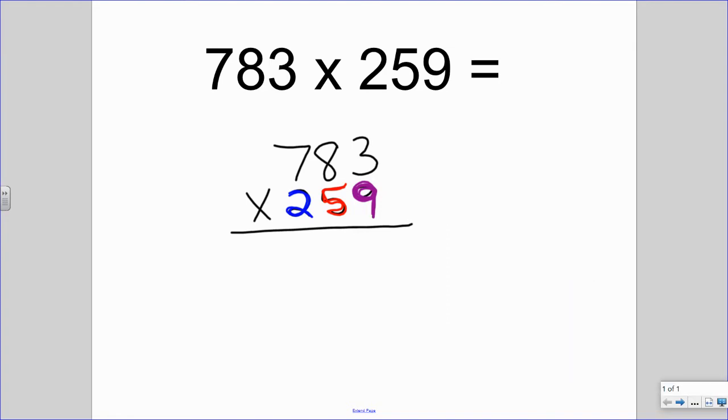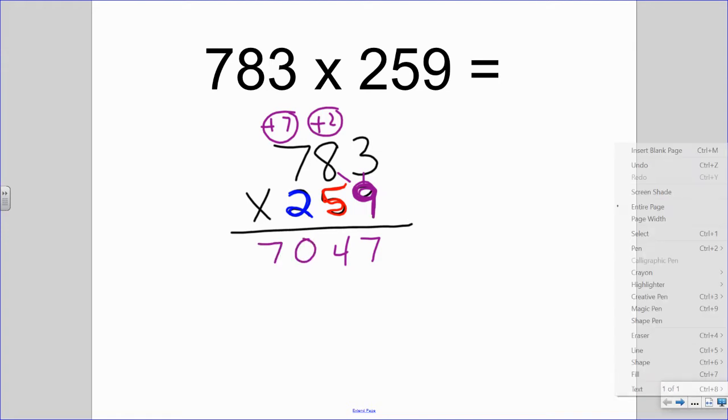So I'm going to go ahead, guys, and I'm going to just focus on 783 times 9. So 9 times 3 is 27, carry the 2. 9 times 8 is 72, plus 2 is 74. And then, of course, I have 9 times 7 is 63, plus 7 is 70. And I'm going to save my commas for last.